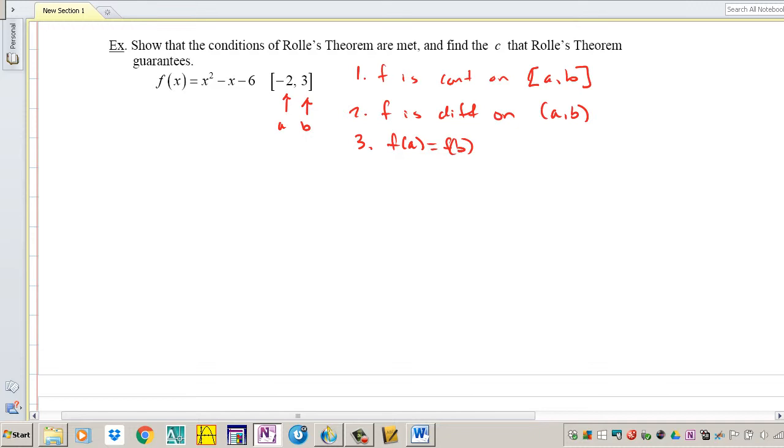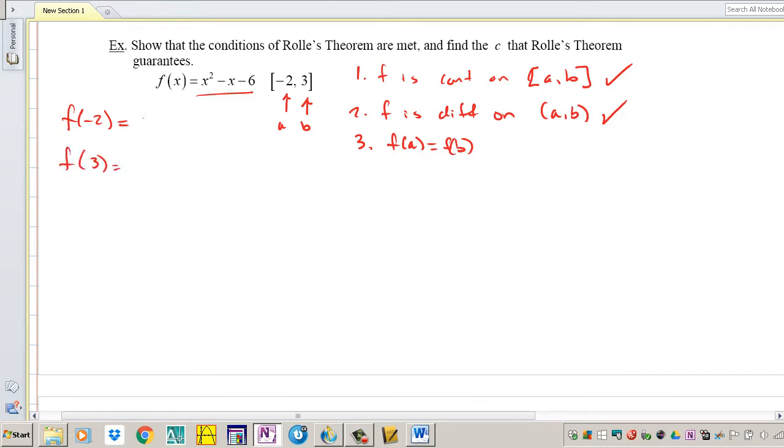So let's see, is this function continuous? This is the quadratic function. From pre-calculus, you studied all your parent functions, and you know that quadratics are continuous and they're also smooth. So number 1 is good, number 2 is good. Now all we have to do is check if 3 is good. That means check the endpoints. Does f(-2) equal f(3)?